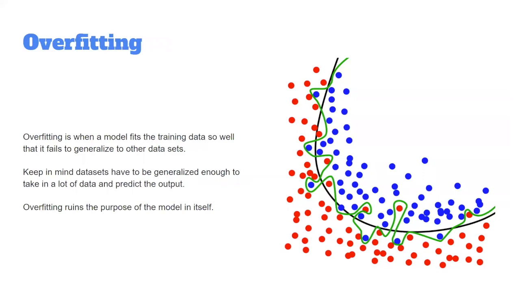Overfitting. With everything we just talked about, you might be wondering why the computer doesn't just create a nonlinear or completely random line that fits all of its data perfectly, as we can see here. But this is known as overfitting, and that is when a model fits the training data so well that it fails to generalize to other data sets. So keep in mind that models have to be generalized enough to take in a lot of data and predict the output. Overfitting ruins the purpose of the model itself.